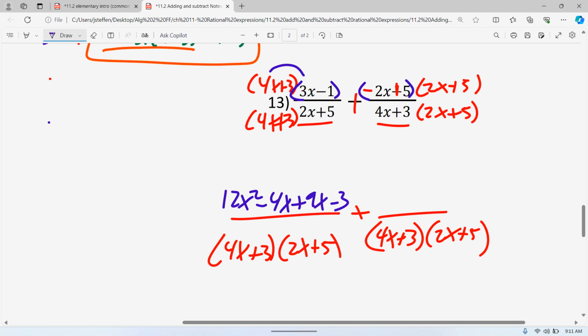Then your next one, just pay attention to your signs. -2x times +2x is -4x squared. -2x times 5 is -10x. +5 times 2x is +10x. And +5 times +5 is +25.